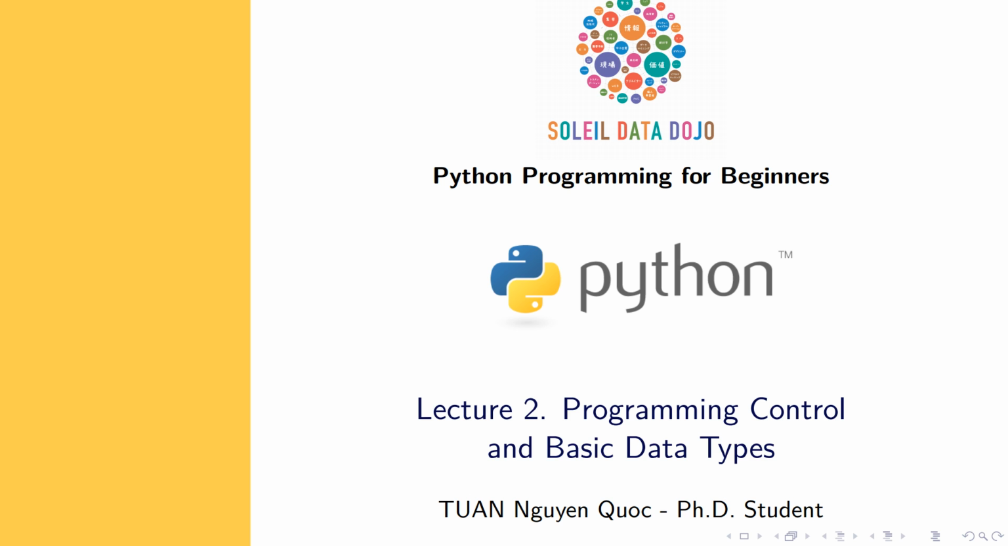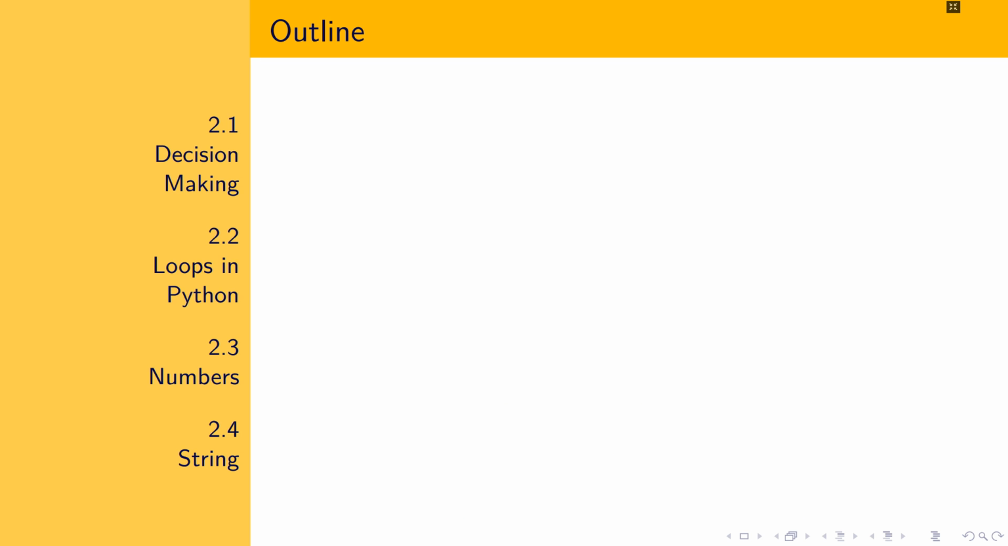In this lecture, we will learn about the programming control and basic data types. The lecture will be divided into 4 parts. In the first part, I will help you to understand decision making in Python. Together, we will do practice on how to write conditional tests and the if statements.